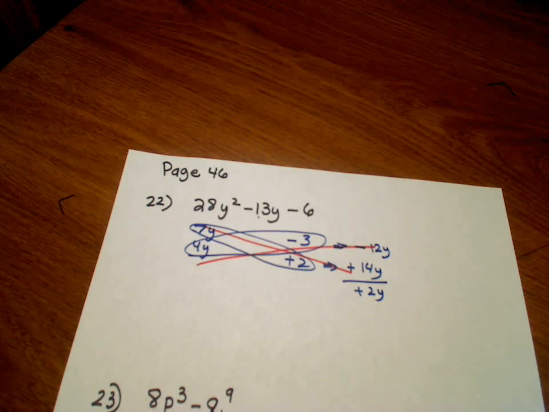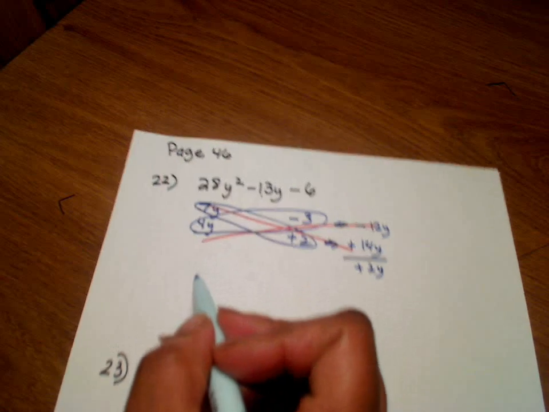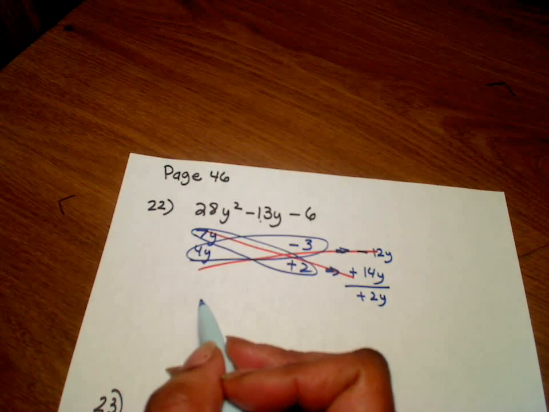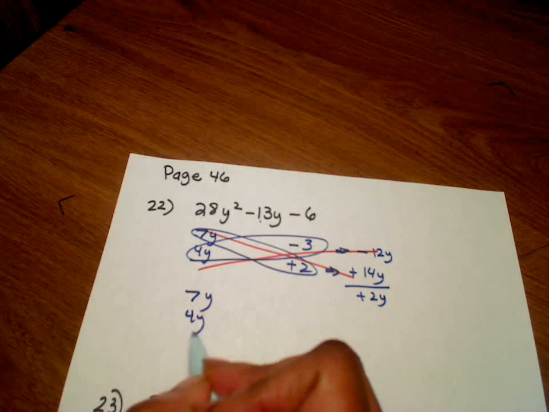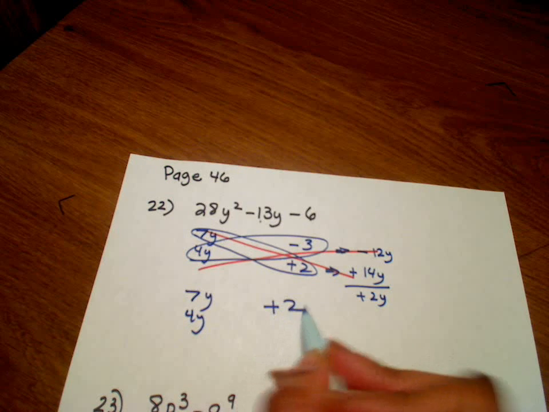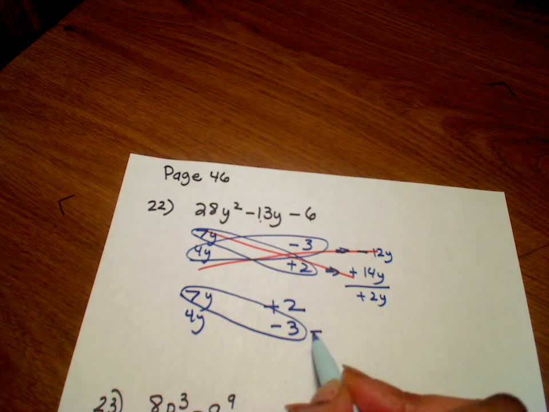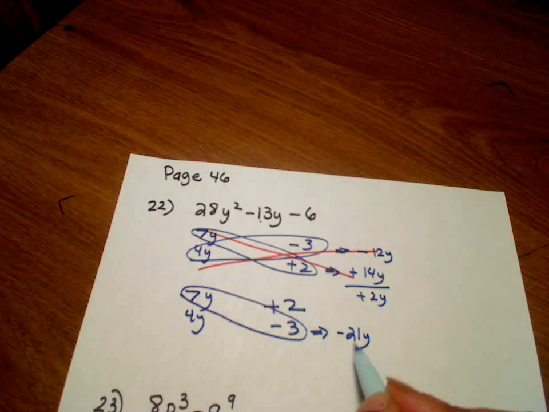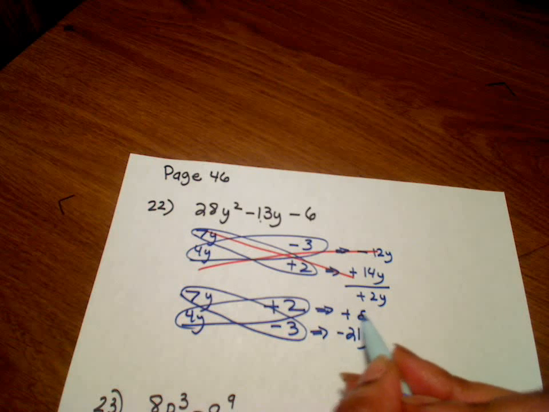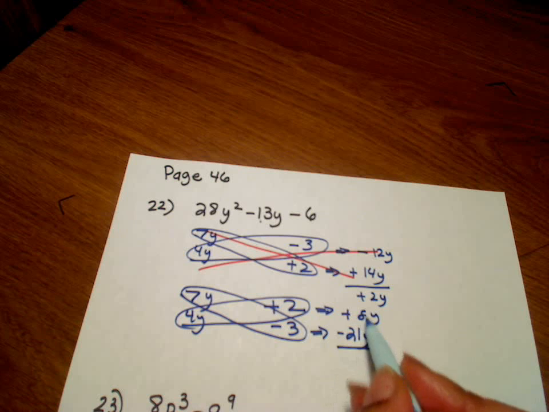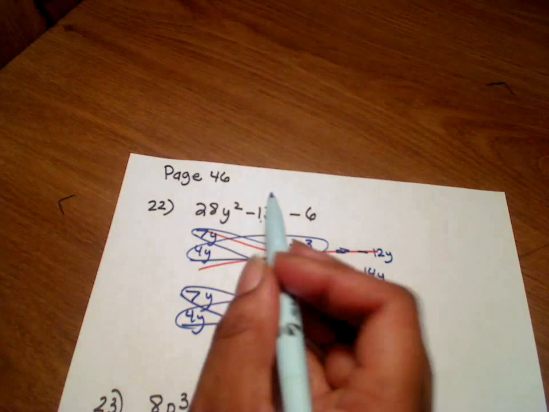I'm going to stay with the 7y and see what happens. This time I'm going to switch these around. Suppose what happens here is that I end up with a 7y and a 4y, and this time I'm going to make it a positive 2 and a negative 3. Well, let's cross multiply again. When I cross multiply there, I end up with a negative 21y. When I cross multiply here, I end up with a what? Positive 8y. And when you add a positive 8y and a negative 21y, you end up with a negative 13y, which is the middle term.